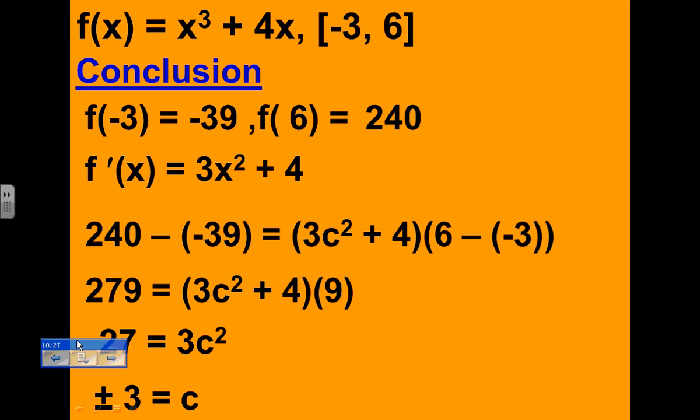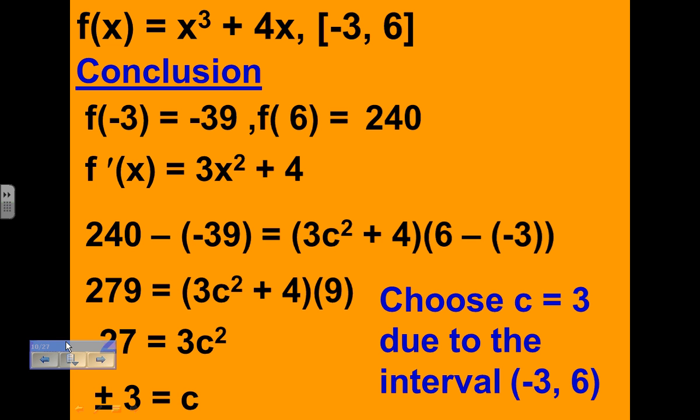If it's plus or minus 3, which one's it going to be? Is it both? Can it be at the end point? I think it has to be on the open interval. I know. I'm saying the conclusion of the mean value theorem says there exists a c in the open interval from negative 3 to 6. So it can't be at the end point. It has to be in the interval. It's just from reading things carefully.